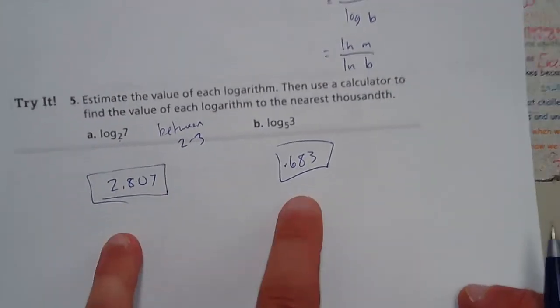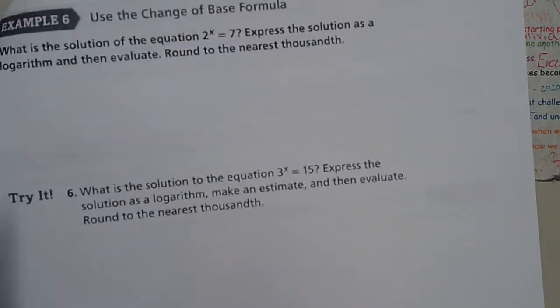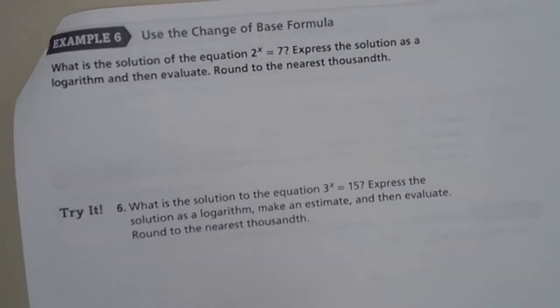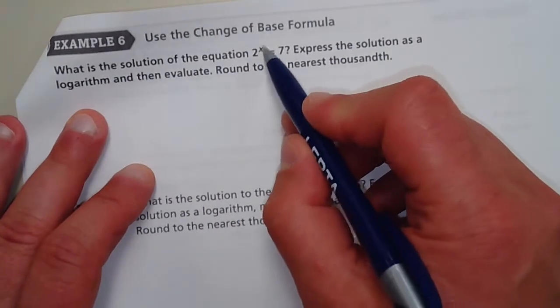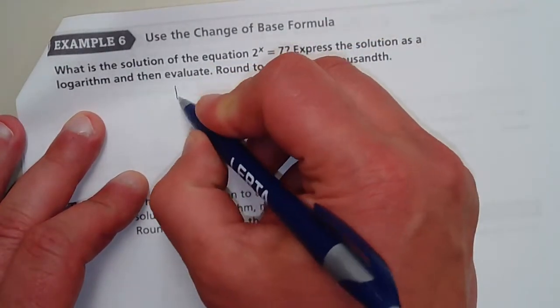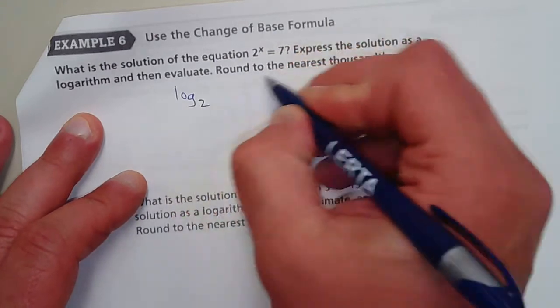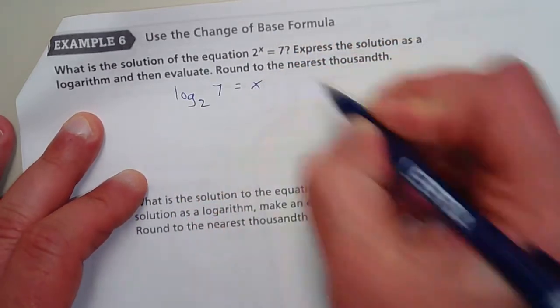All right, so we're looking good there. Let's see this last problem. It says, what's the solution of this equation? Express the solution as a logarithm and then evaluate, rounding to the nearest thousandth. So looking at this, right now this x is trapped, so I'm going to convert this to a log. So this would be log base 2 of 7 equals x.